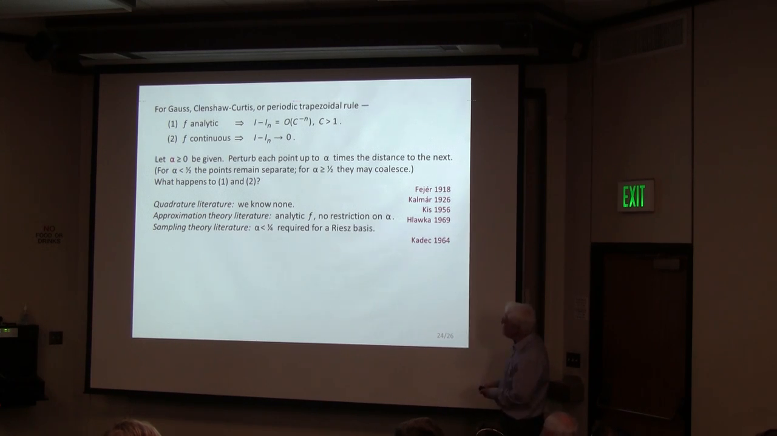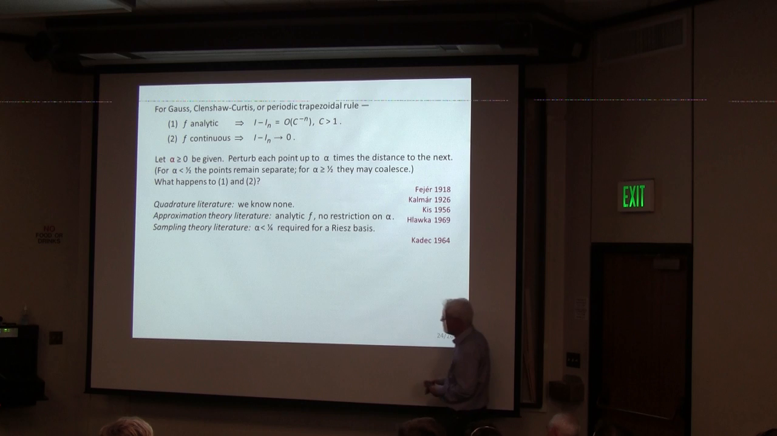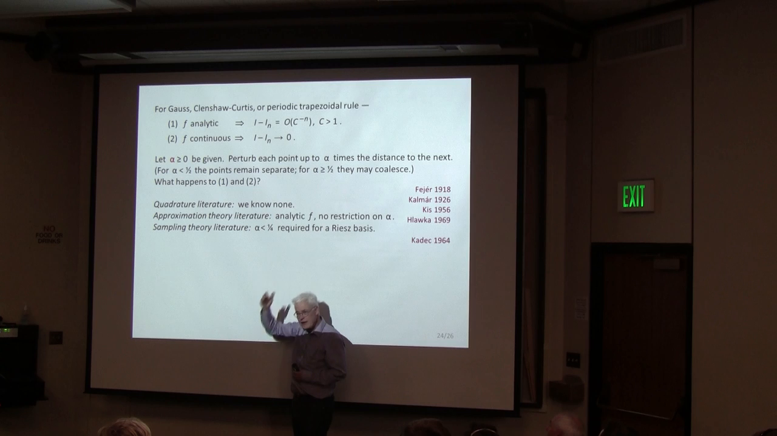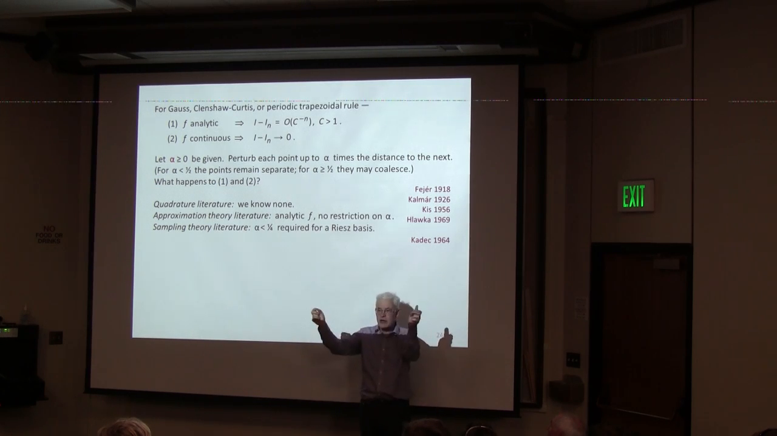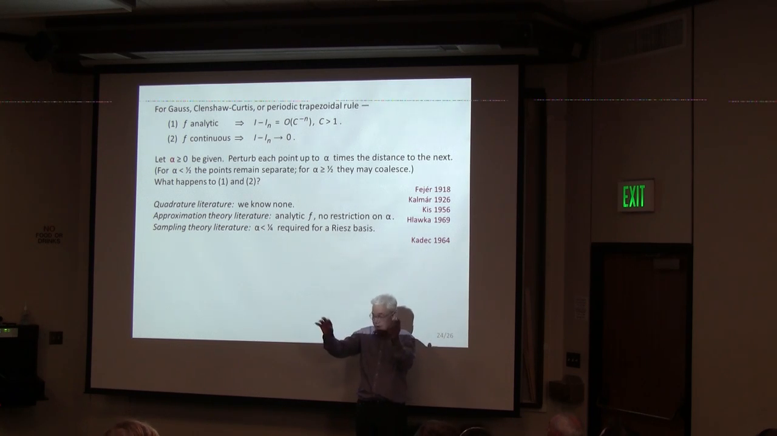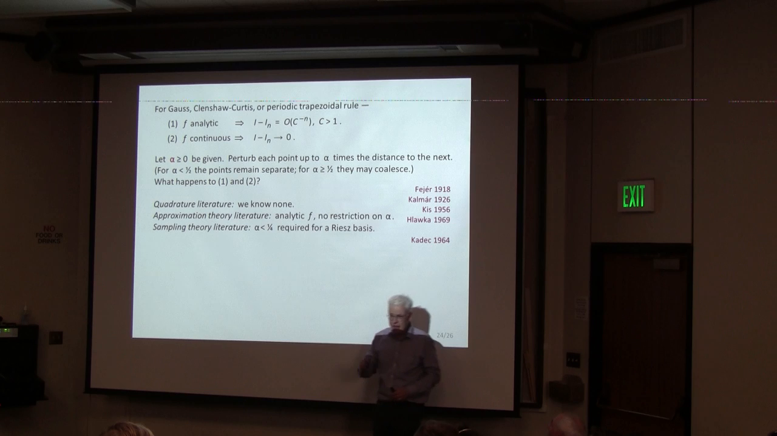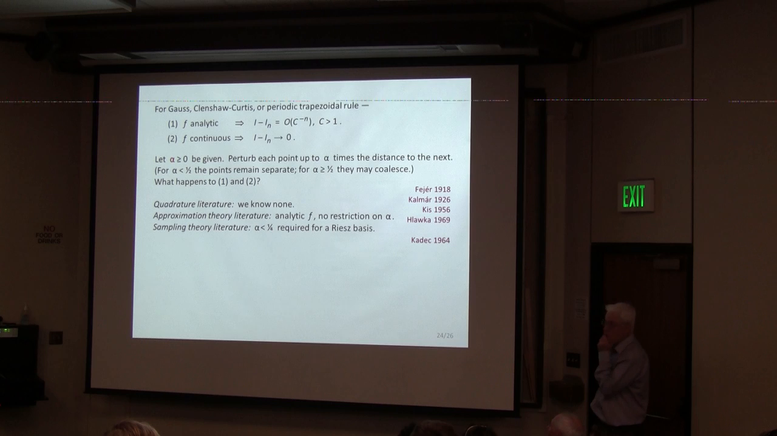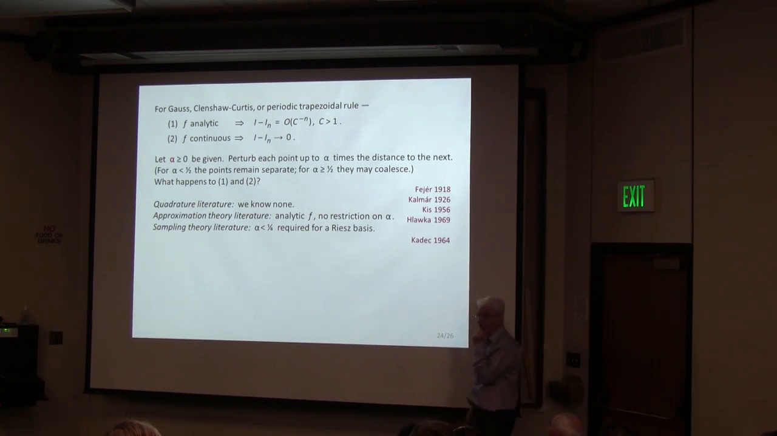And yet, the focus of people is very different, and I don't know sampling theory. I'm sure some people here do. In sampling theory, there's a thing called Kadec's theorem, which tells you that alpha equals 1/4 is a critical number. So you're perturbing your points, and it's not enough to keep them from hitting each other. They're only allowed to go a quarter of the way towards each other. So they have to stay very separated in order to have a Riesz basis. Now, what does a Riesz basis mean? Of course, none of us remember that. It sort of means energy conservation in L2.